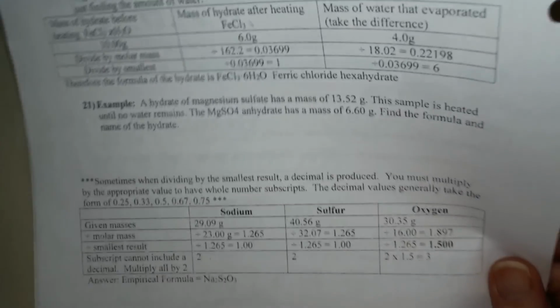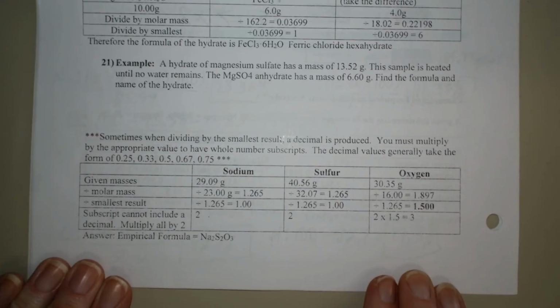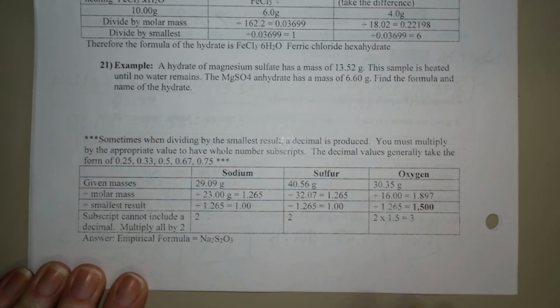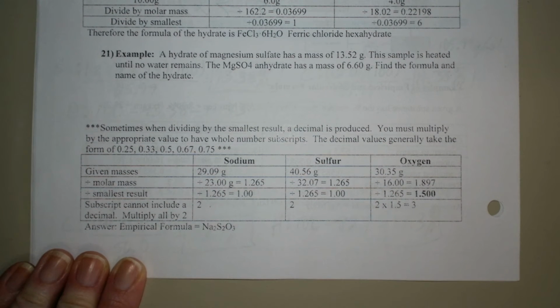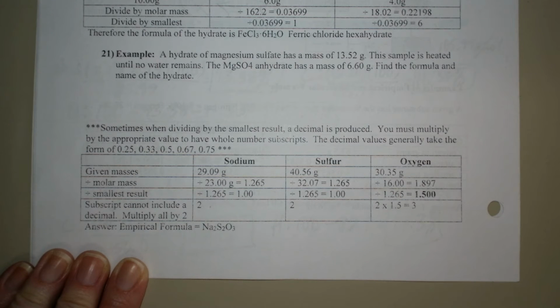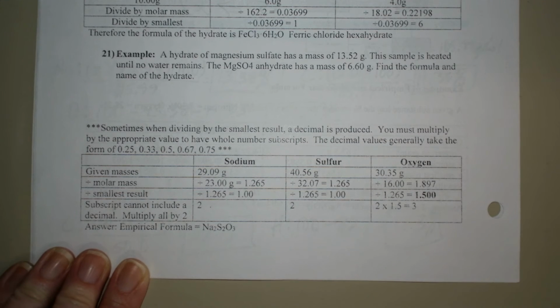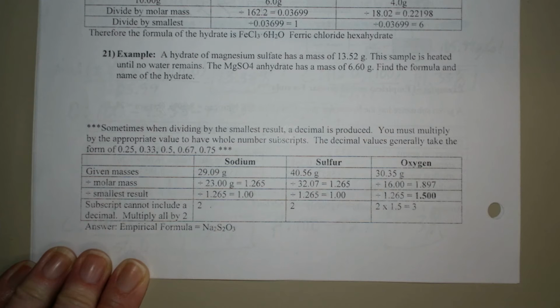Okay, so when you do hydrates, you don't need to do each individual element. You only need to do the anhydrous part and the water, okay? Because generally what you're looking for will give you the name of the anhydrate, the ionic portion of the compound, and you know it has water in it, so you're looking for how many water molecules it has, okay?